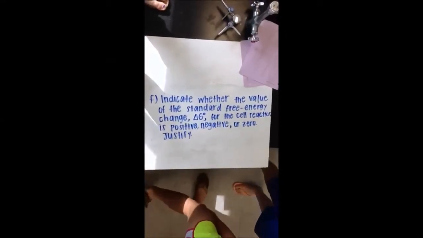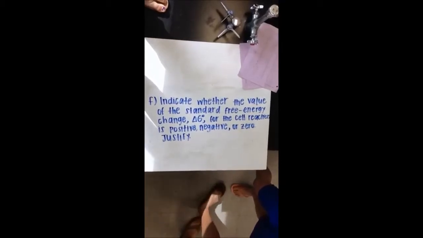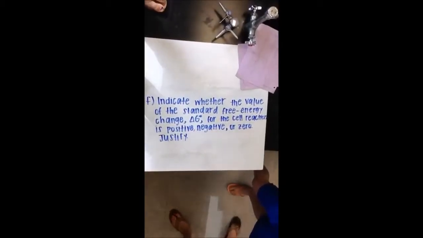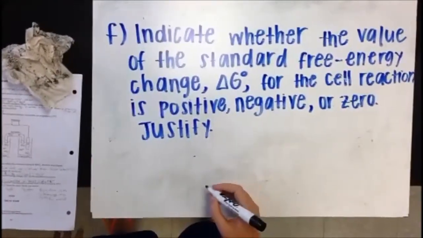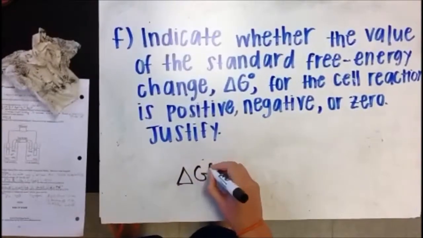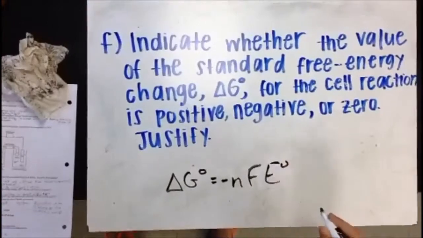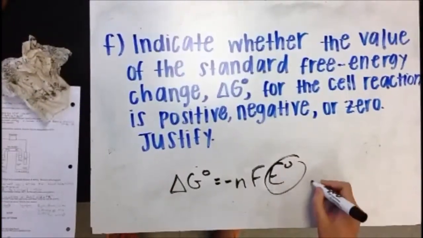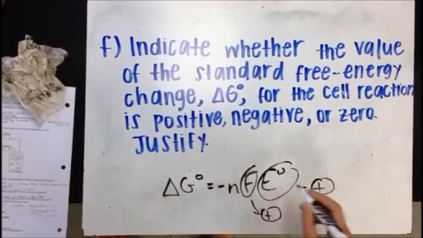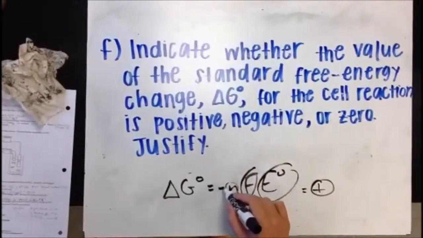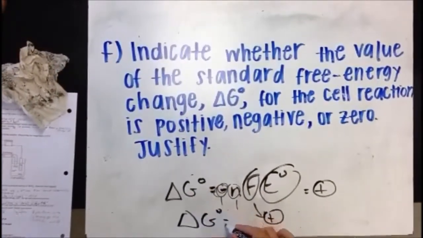Question F reads, indicate whether the value of the standard free energy change, delta G0, for the cell reaction is positive, negative, or 0. Justify. In this equation, delta G is negative, and we use this equation, delta G0 equals negative nFE0. And in the previous part, we found that E0 is a positive number, and F is always positive because it's a constant. And then the number of moles is always positive. However, since there's a negative sign in front, it's negative. So in this case, delta G0 equals a negative number.